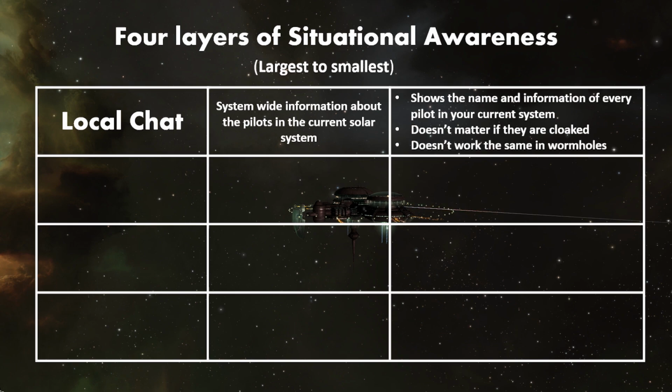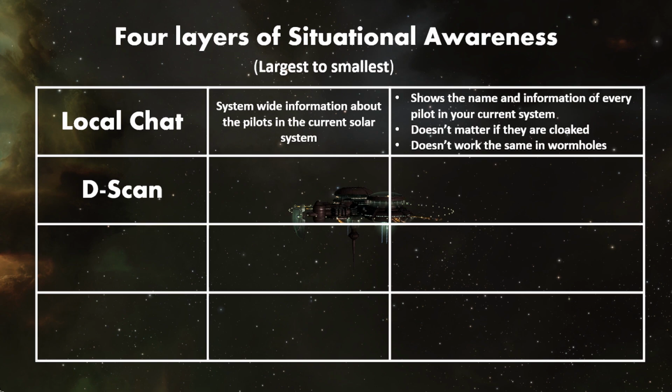Now beware, this doesn't work the same in wormholes. So if you're in wormholes, local chat will not show you who is in the system unless they speak, but that's another video for another time. Alright, so that covers the whole system. Anywhere in the whole system, you've got this information, no matter how far away they are from you.